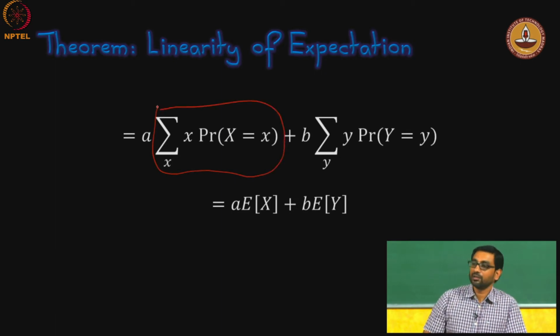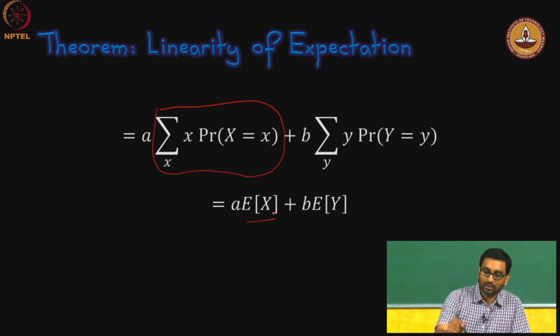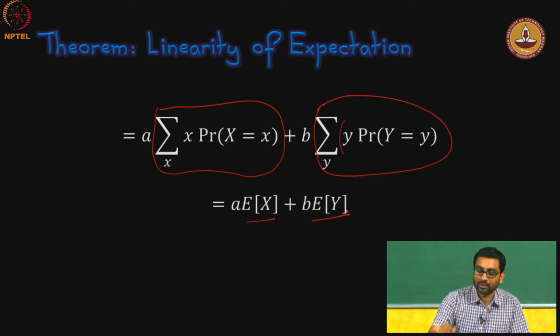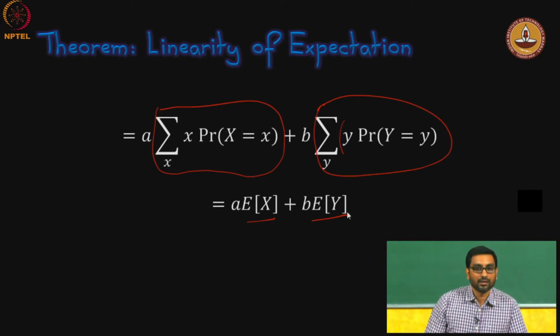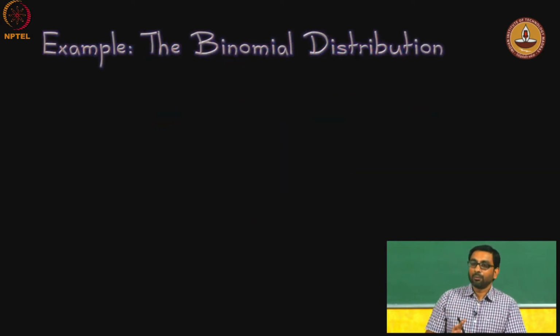Okay. But of course, now what is this quantity? This is nothing but the definition of the expectation of x. Okay. So, that is what you get over here. Similarly, this is the definition of the expectation of y. You get a times expectation of x plus b times expectation of y, and that ends the proof of this theorem. So, we will try to now apply this theorem. So, very simple application, but nevertheless, please bear with me, because simplicity means it is important.